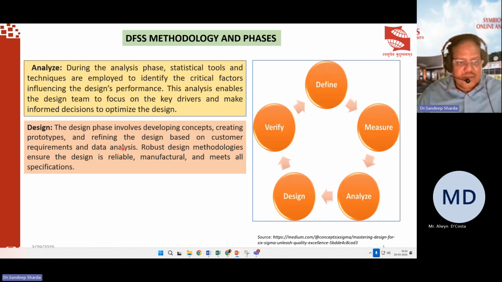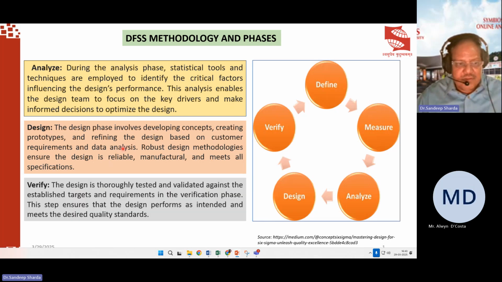Robust design methodology ensures the design is reliable. Then we are going to go for manufacturing, meeting all specifications. In the verification phase, the design is thoroughly tested and validated against the established targets and requirements. This step ensures that the design performs as intended, meeting the quality standards and the requirements.